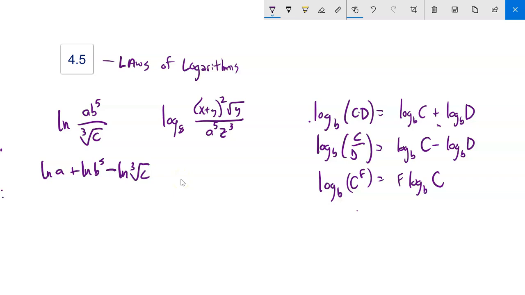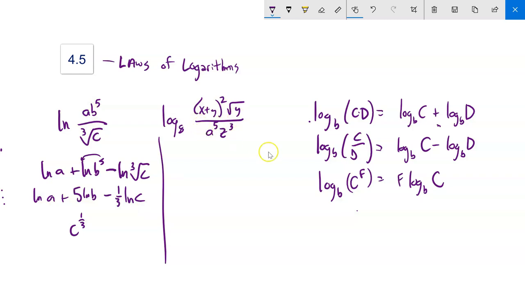And now this one's fine, I don't have any exponents. This is b to the 5th, so I can shift that exponent down to multiplication: 5 times natural log of b, minus. Now the cube root is the same as taking to the 1/3 power, so this would be 1/3 times natural log of c. Notice anything that was negative had come from the denominator, and anything that was positive came from the numerator.